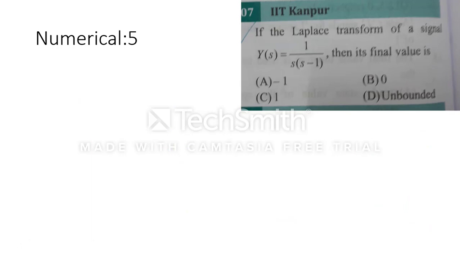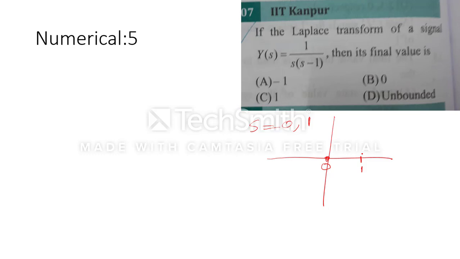The question is: given the Laplace transform of a signal, what about the final value theorem? To find the final value, we should remember that before applying the final value theorem, the roots should lie at the left side only. But here, the roots are given as s equal to 0 and 1. When we plot, one pole will come over here and one pole will come over here. So the roots are at the right side, so definitely the final value theorem will not exist.